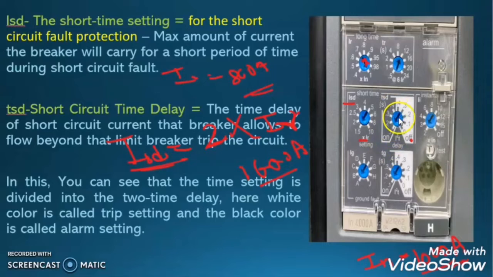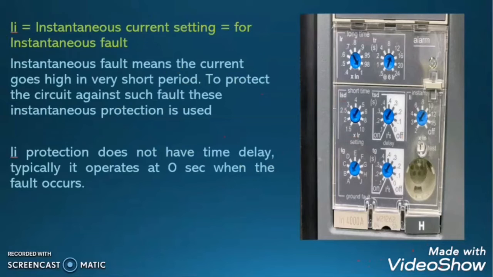So when there is a short circuit current of 1600 ampere as per our example, for more than 2 seconds, this circuit breaker will trip under the short circuit fault condition. Now let us move further. The instantaneous current setting. There is a small difference in the short circuit current setting and the instantaneous current setting.